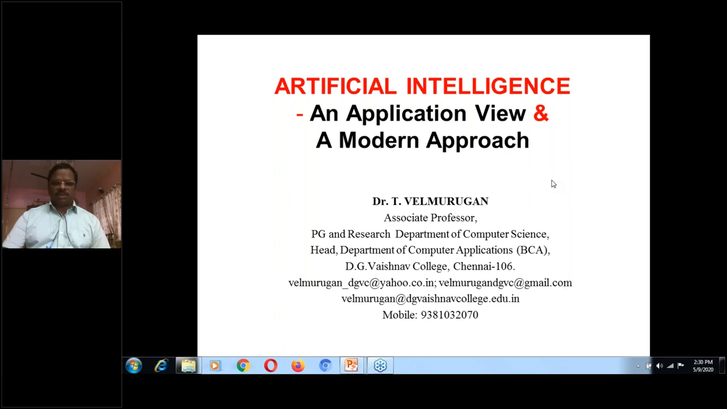Today, we have to discuss the artificial intelligence, an application view on a modern approach. Nowadays, why do we require artificial intelligence? We have to learn. The current world will never run without four topics. One is artificial intelligence. The other one is machine learning. Third one is IoT, Internet of Things. Fourth one is network security. Without these four concepts, nowadays the human people are not able to live.